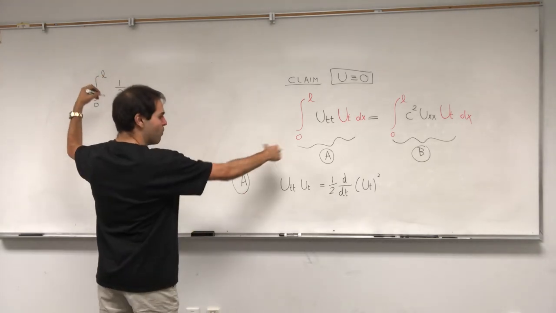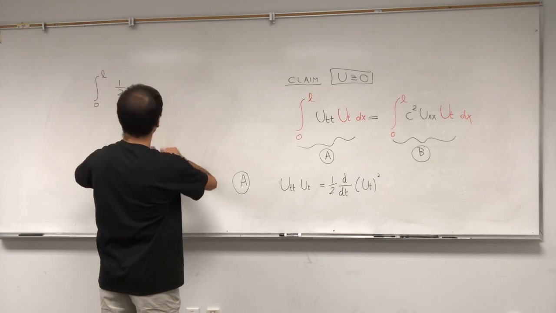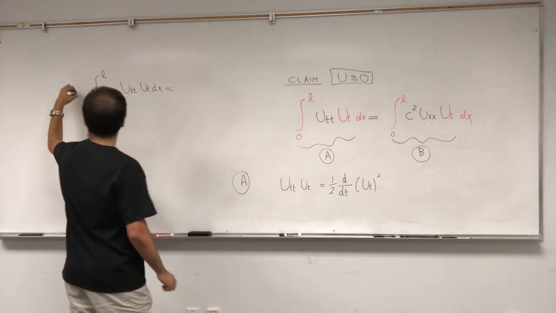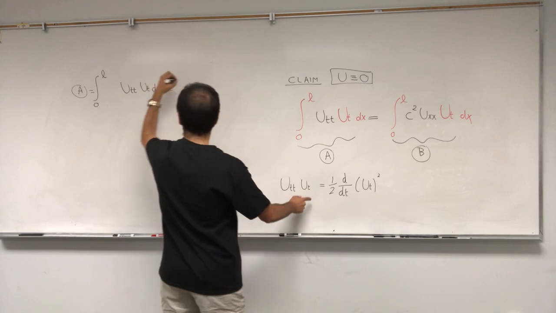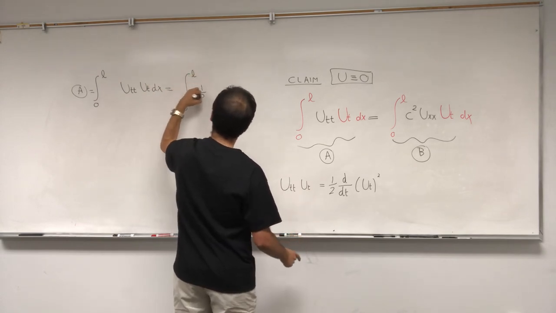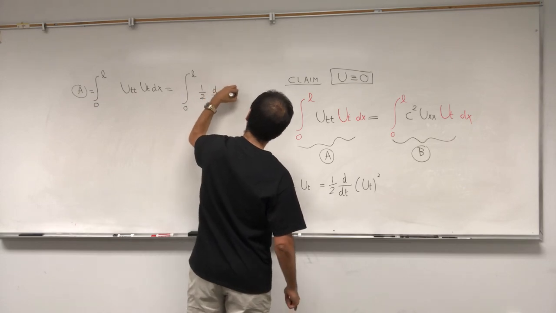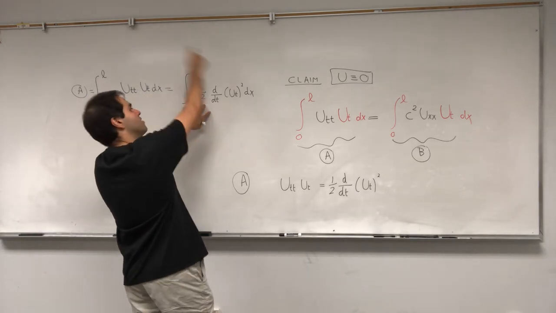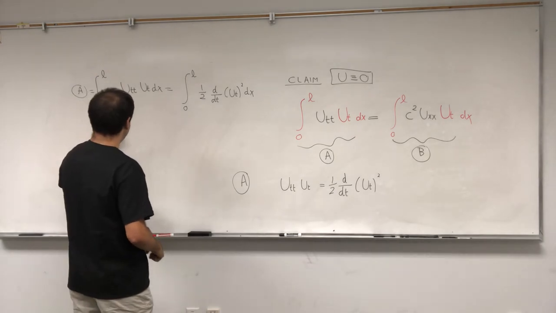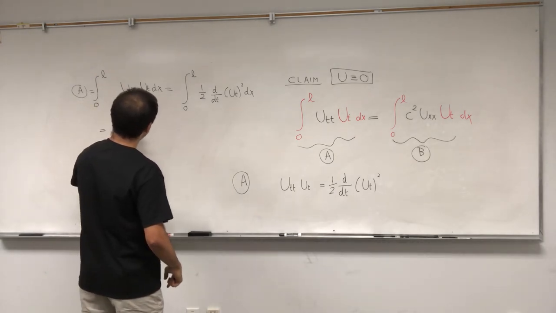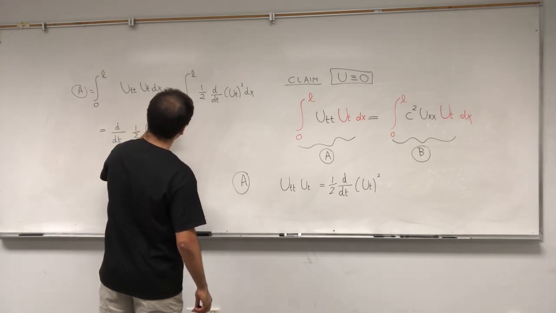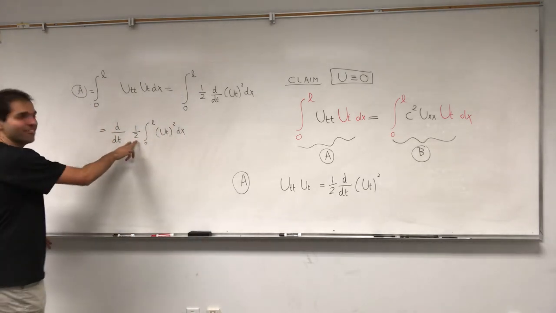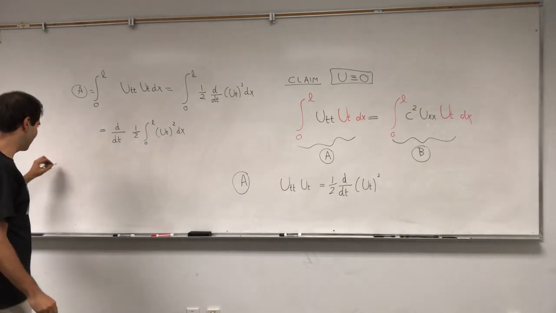But the left-hand side then becomes the integral of u_t u_tt, which is the integral from 0 to L of 1/2 d/dt u_t squared dx. And well, we're integrating with respect to x, so differentiating with respect to t doesn't really matter. So this becomes d/dt of 1/2 the integral from 0 to L of u_t squared dx. So that's half of the energy, literally half, but really what I mean is one part of the energy.